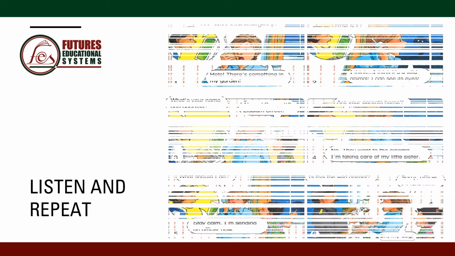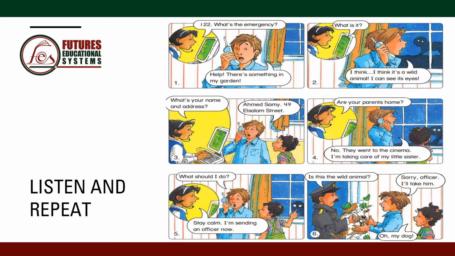Listen and repeat. 1, 2, 2. What's the emergency? Help! There is something in my garden. What is it? I think it's a wild animal. I can see its eyes. What's your name and address? Ahmed Sami, 49 Salam Street. Are your parents home? No, they went to the cinema. I'm taking care of my little sister. What should I do? Stay calm. I'm sending an officer now. Is this the wild animal? Sorry, officer. I'll take him. Oh, my dog.